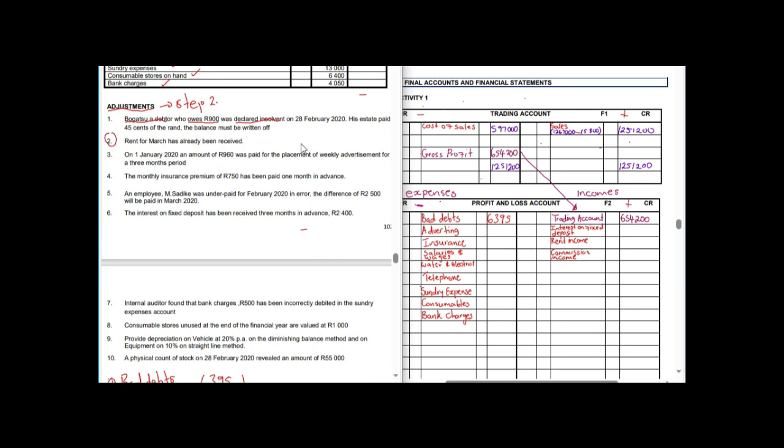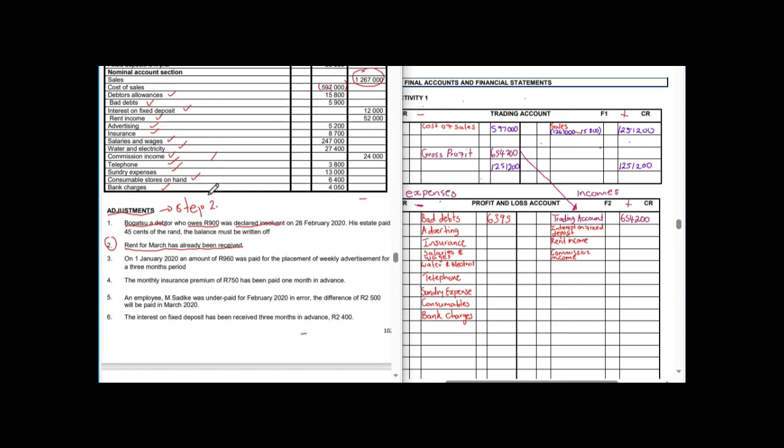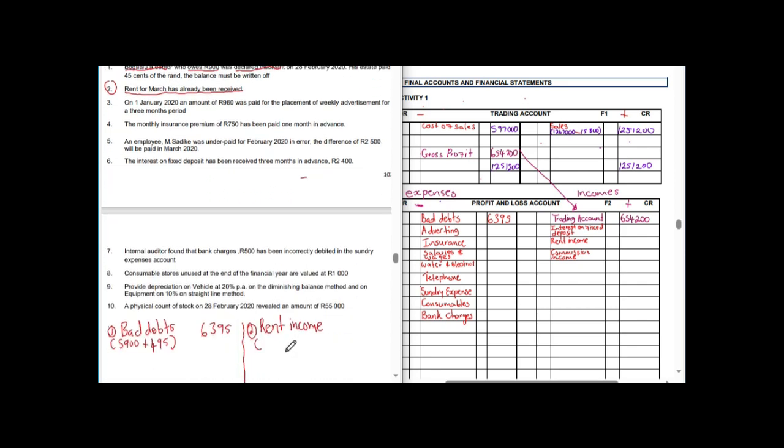Transaction number 2 says rent for March has already been received, meaning now we are talking about rent income. So now we are going to have what? Rent income. Then I'm just going to write number 2 there. It's rent income. And then opening balance from my rent income, from my step number 1 pre-adjustment trial balance, it's how much? 52,000. And then I'm just going to record my 52,000.